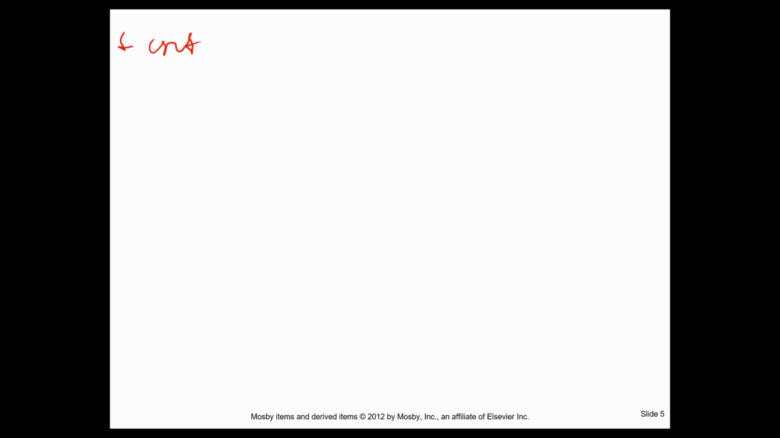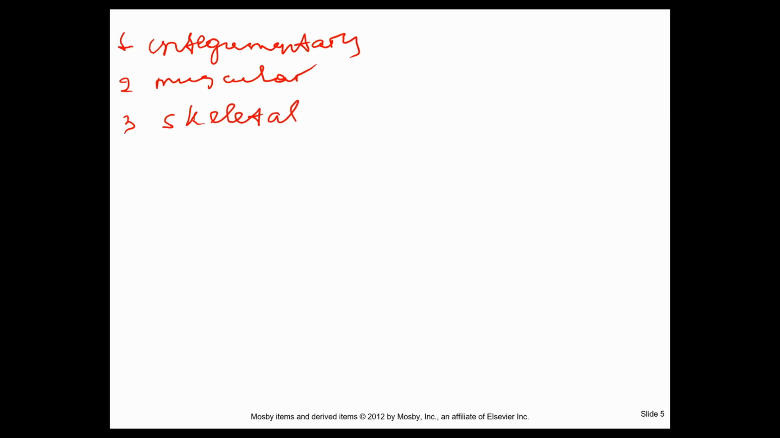So first, integumentary. Then what's below skin is the muscular system, right? And skeletal system. So now we have what's, so to say, the bulk. We have the form, right?